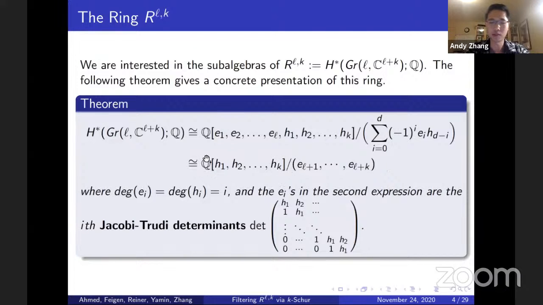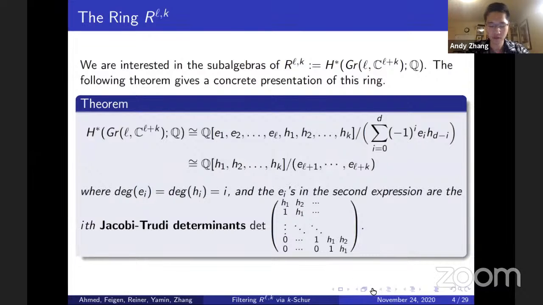It's obtained as a quotient ring of Lambda_k, that is Q adjoin h1 through hk, by quotienting out some polynomials in terms of h1 through hk. These polynomials are given exactly by the determinant of an i by i matrix. These are called the Jacobi-Trudi determinants in the literature. We shall also note that this ring is graded, meaning that it can be decomposed as a direct sum of various graded pieces. And we set the degree of e_i or h_i to be i.